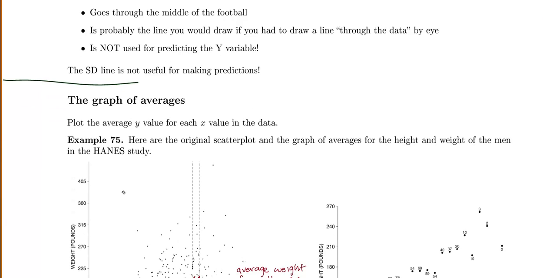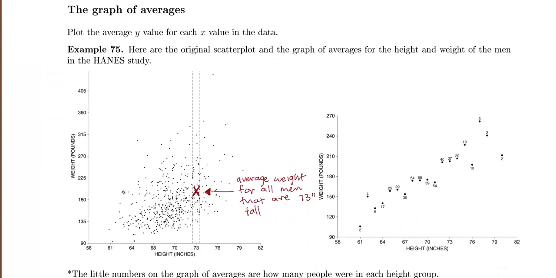First, let's talk about the graph of averages. What you could do is plot the average y value for each x value in the data. So for example, here's the original scatter plot and the graph of averages for the height and weight of the men in the Haynes study. If you look at this graph, notice they draw a little band in for all the men that are 73 inches tall. And we could go through and find the average weight for all the men that are 73 inches tall, and I could put a little X there.